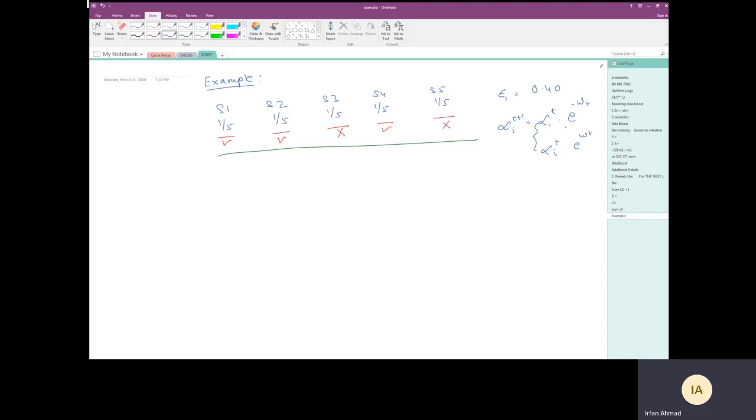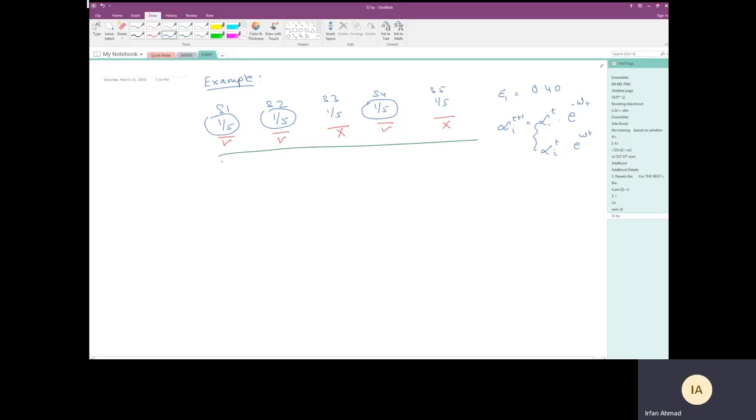So basically what we need to do is look at this sample and this sample. Now we have to reweigh them, I'm sorry, we have to renormalize them so that their sum becomes half.